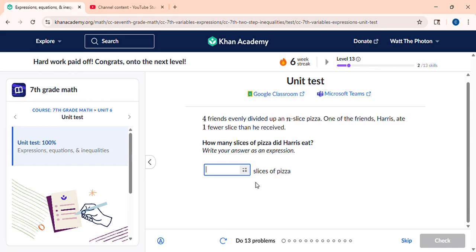So 4 friends divide up N slices of pizza. If you have 8 slices of pizza, the 4 friends, everyone gets 2 slices of pizza. N divided by 4 minus 1 equals, I guess we just leave it as that expression.